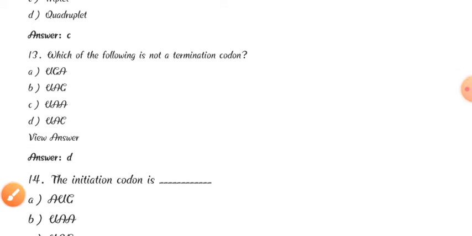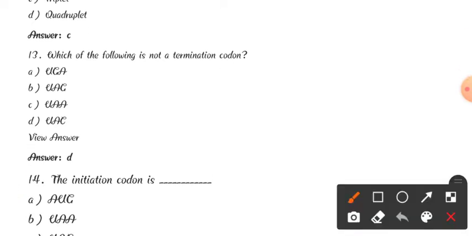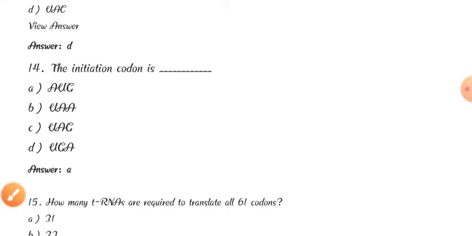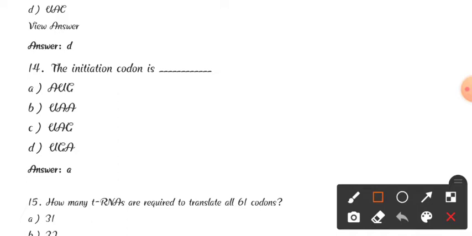Now question number 13, which of the following is not a termination codon? So friends, UAC is not a termination codon, but UGA, UAG and UAA are termination codons. Now the initiation codon is option A, AUG. Okay, important question. The initiation codon is AUG.